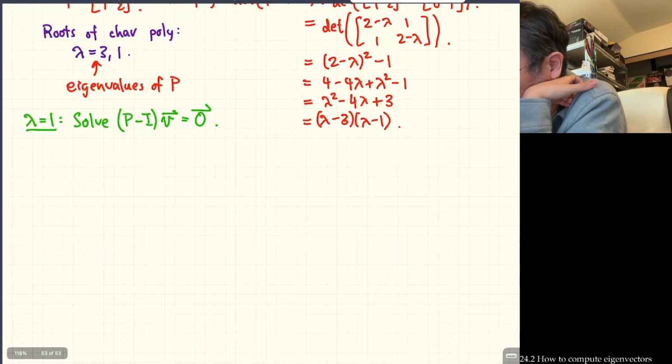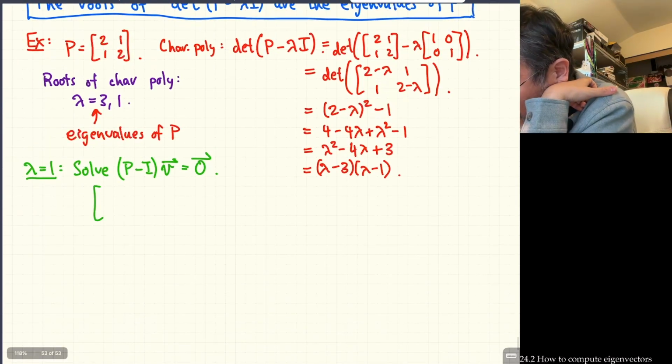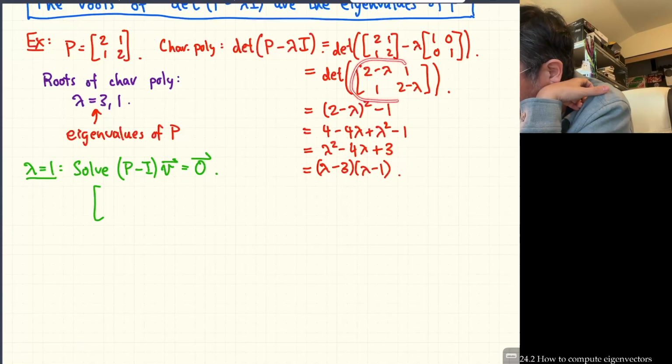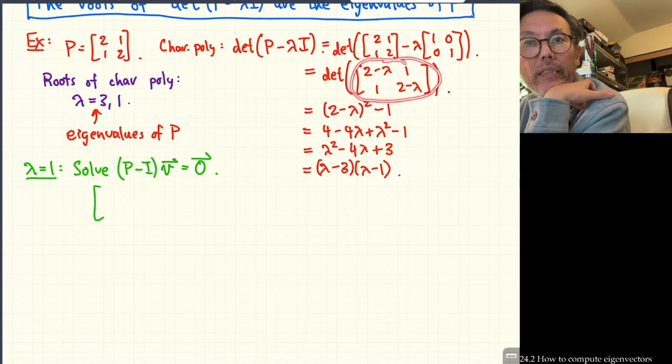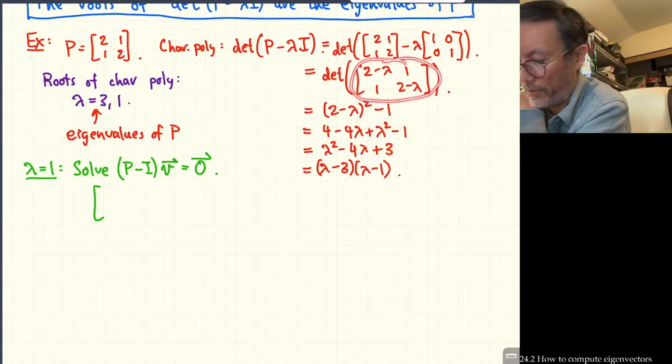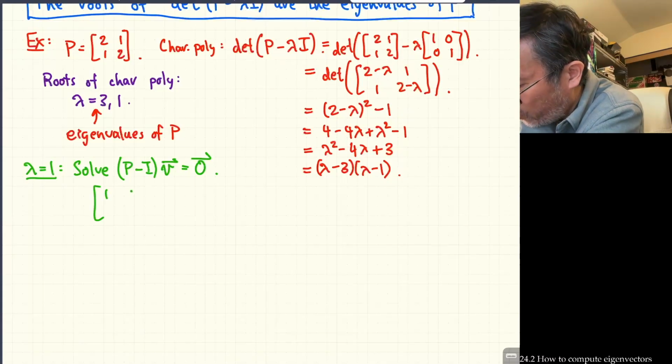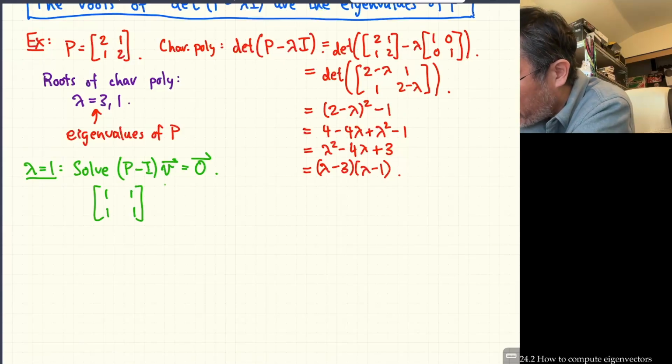So let's write down P minus I. You can look here at this matrix. We know that's P minus lambda I, but now just make lambda equal to 1. So we get the matrix [[1, 1], [1, 1]] times v equal to 0. The way that I'm going to do it is I'm going to make an augmented matrix.